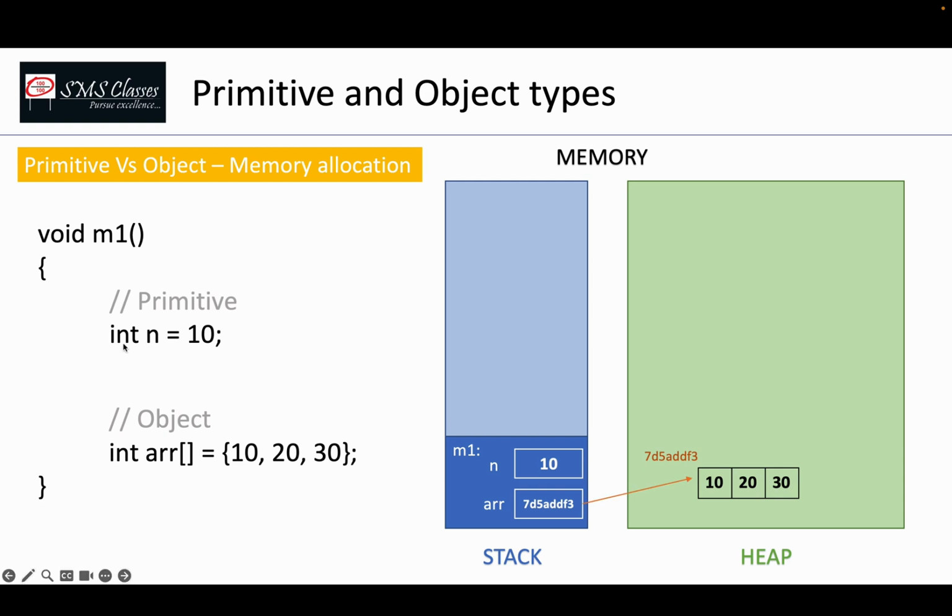So please closely observe, the variable n directly has the value 10, whereas the variable ARR is not having 10, 20, 30. It has a reference to 10, 20, 30. So 10, 20, 30 is somewhere, and ARR has the reference to that particular memory.